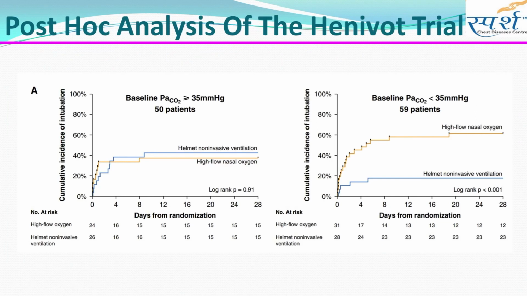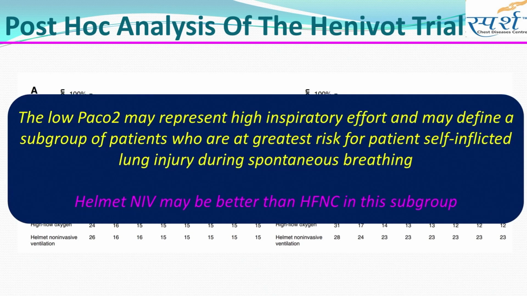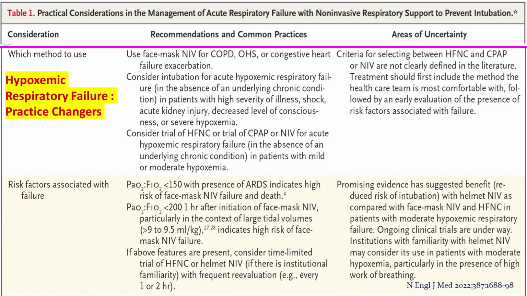Now this was also subjected to post hoc analysis, and they looked at a subset where the PaCO2 was high and low. So if you had a PaCO2 of greater than 35, which clearly indicated that the respiratory rate was under control, the mortality was the same. But if your PaCO2 was less than 35, which means in patients who had high rates, high tidal volumes, the mortality was much lower for the helmet versus high flow, clearly indicating that in patients with lower PaCO2, that is the segment you might try helmet NIV instead of face mask NIV or HFNC.